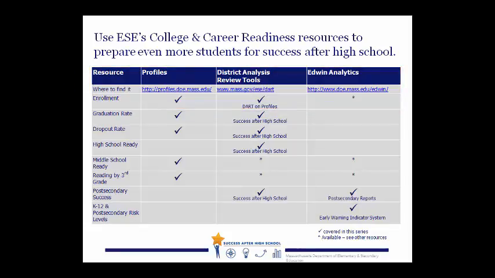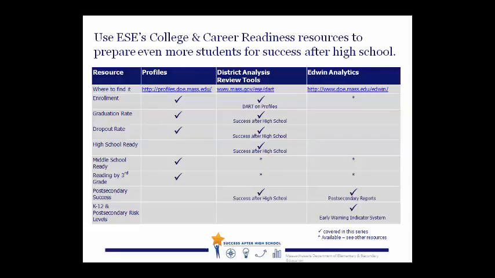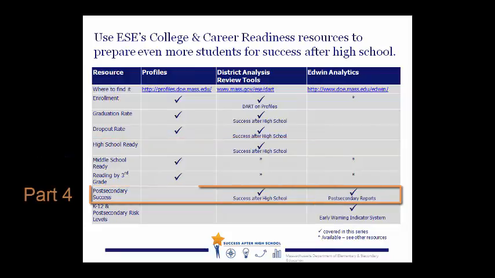The early warning data predict the likely success of your current students, absent any interventions. You may want to look back, too, to see the success of your past students. To look at graduation and dropout rates, see Part 2 of this video series. To see how your students are performing to other milestones across kindergarten through grade 12, see Part 3, and see Part 4 to understand the post-secondary success of your past high school graduates.